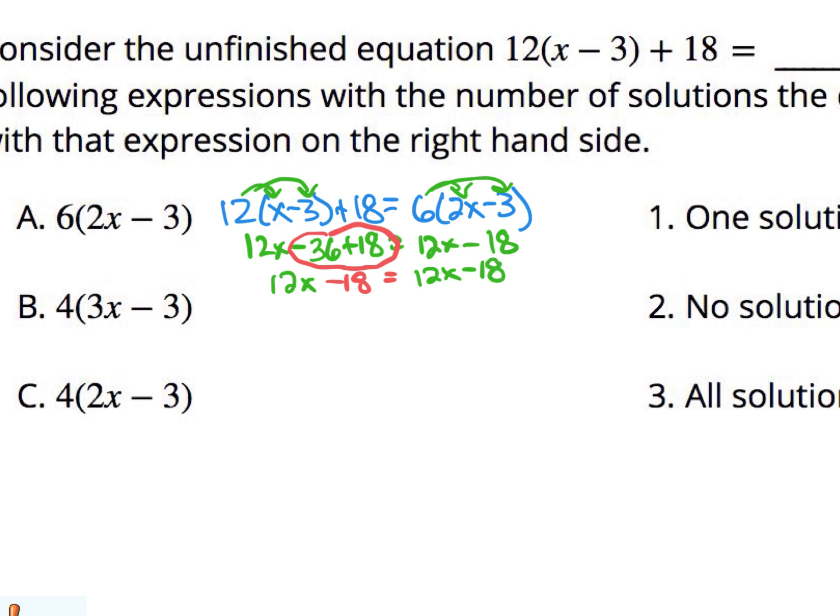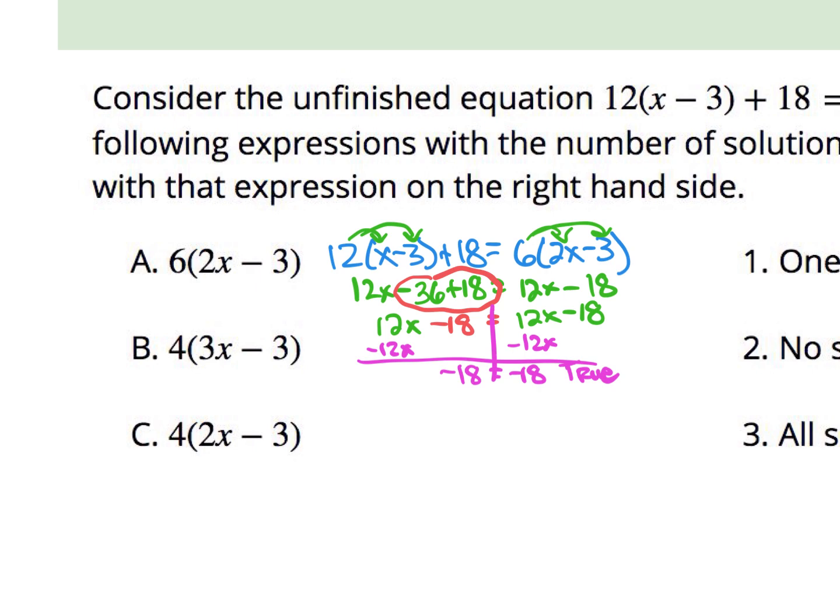So I'm going to move all my variables onto the left-hand side, and I'm going to subtract off 12x. So notice I have negative 18 equals negative 18. This is a true statement. So what does this mean? We have true for all numbers.